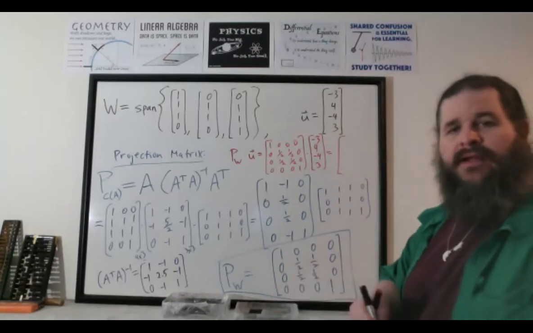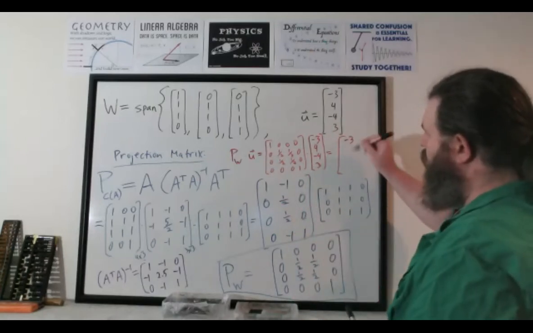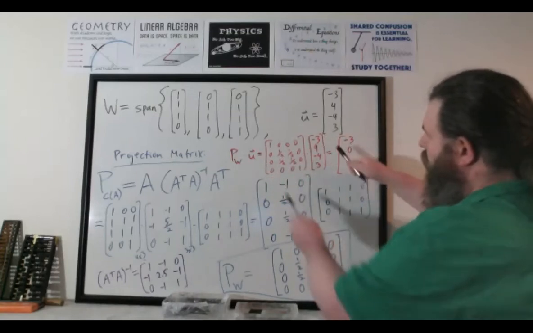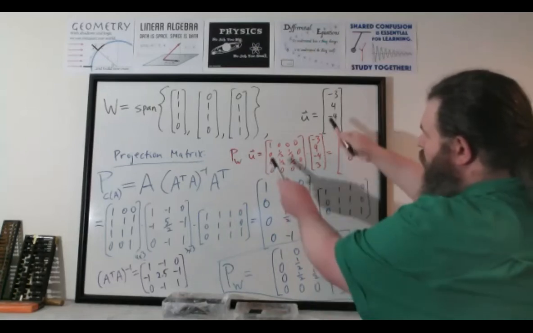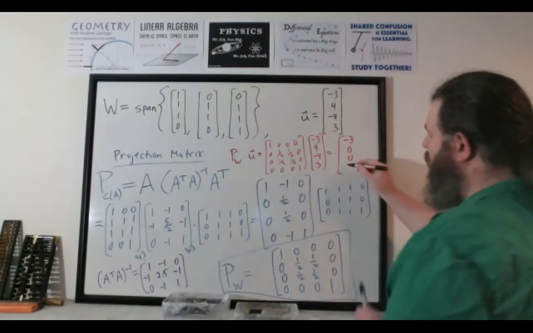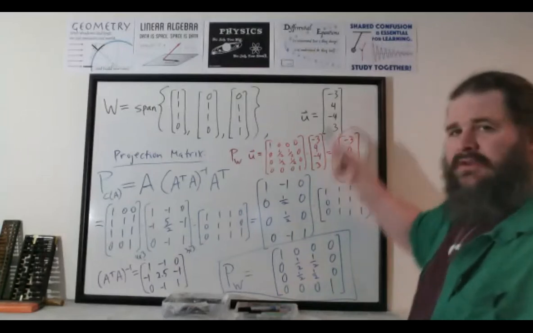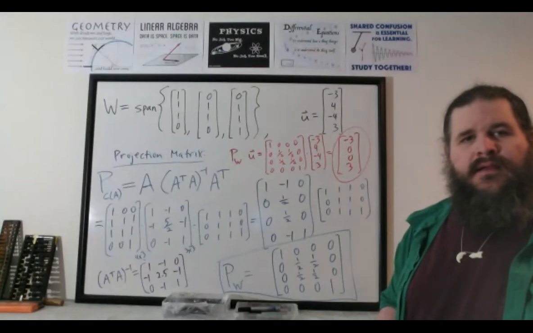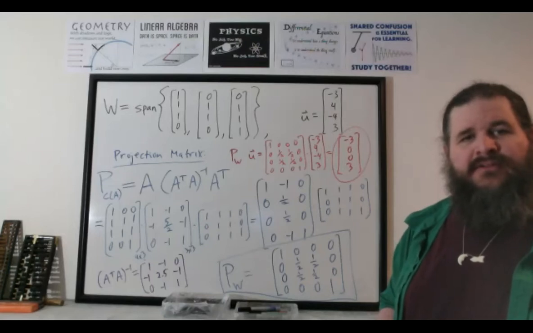So we'd multiply this out. Again, row by column as usual. -3 plus a whole bunch of nothing. 0 plus half of 4 plus half of negative 4, another 0 plus half of 4 plus half of negative 4 plus nothing, and then nothing plus nothing plus nothing plus 1 times 3. So this will be the projection of vector u onto this vector space. Any other questions on that one? Or any other questions about projection matrices in general?